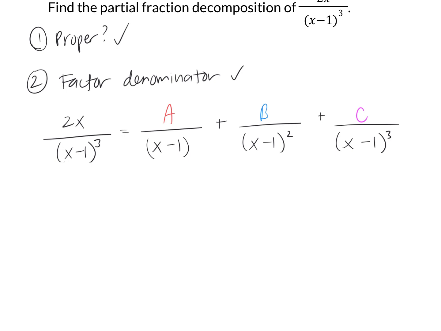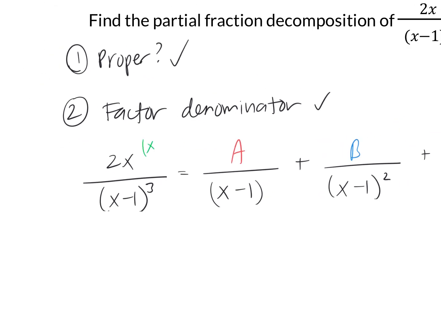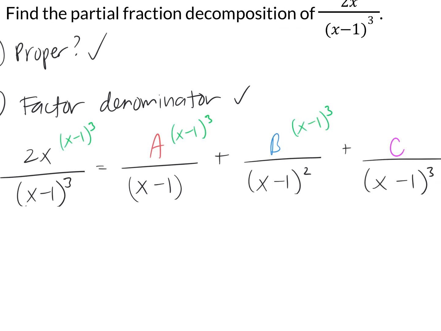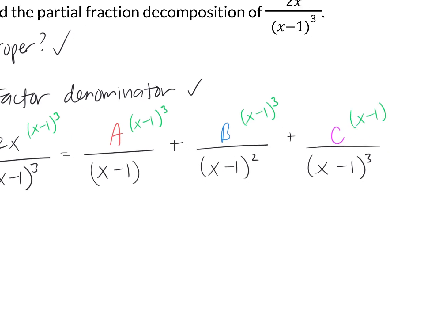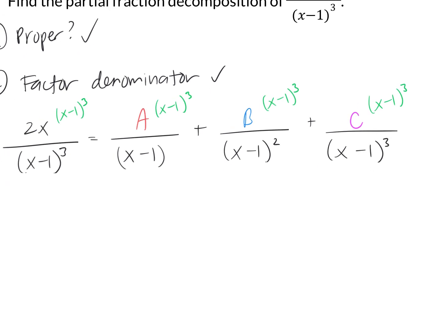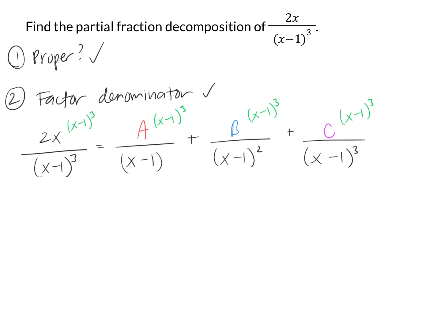Yes, the least common multiple here is x minus 1 to the 3rd power. That's what I'm going to multiply every single fraction by. So I've got times x minus 1 cubed, times x minus 1 cubed, times x minus 1 cubed, and times x minus 1 cubed. Okay? On the left-hand side, I can just cross out my x minus 1's cubed, right? So I've got 2x left over on the left.